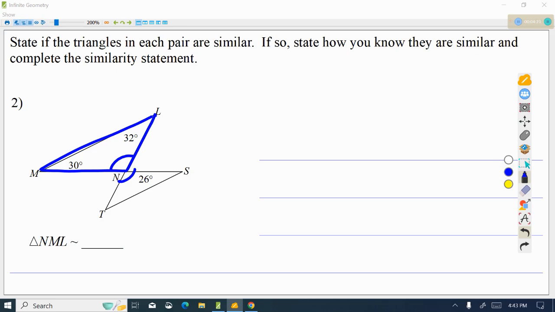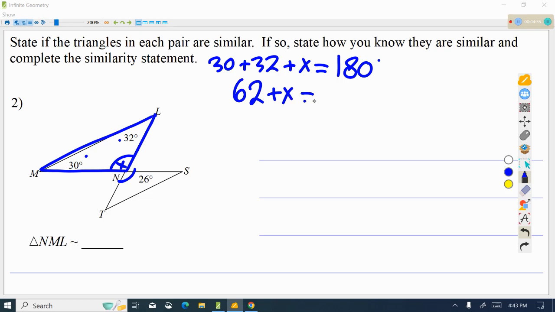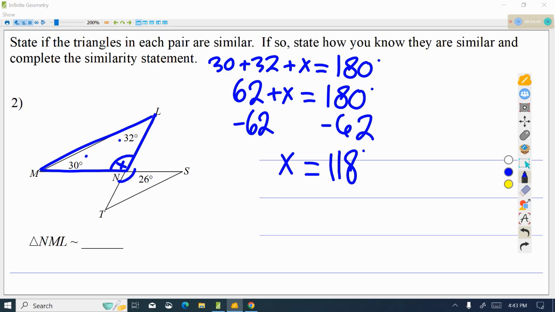Because I know that 30 plus 32 plus that angle, whatever it is, we could put an X there if we wanted. Okay, I know 30 plus 32 plus X must make 180. So what would that angle have to be? Okay, well we can see this is 62 and that's 180. So if I was to subtract 62 from both sides, we can see that we'll get 118 for that angle. Okay, so that means I could go label my picture, right? I could go put 118 in that spot.